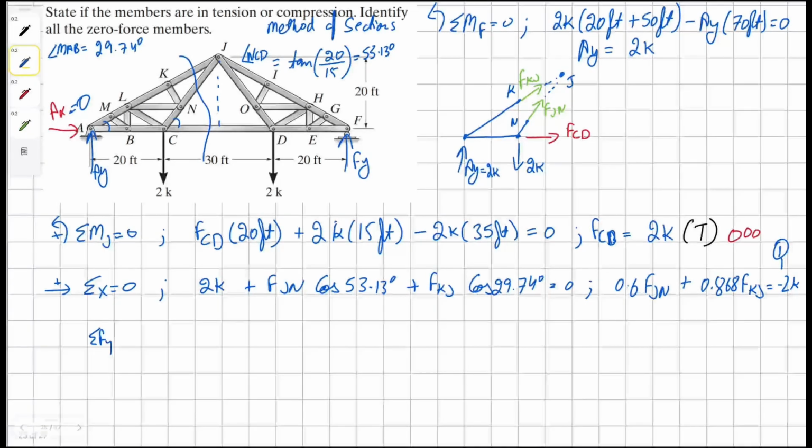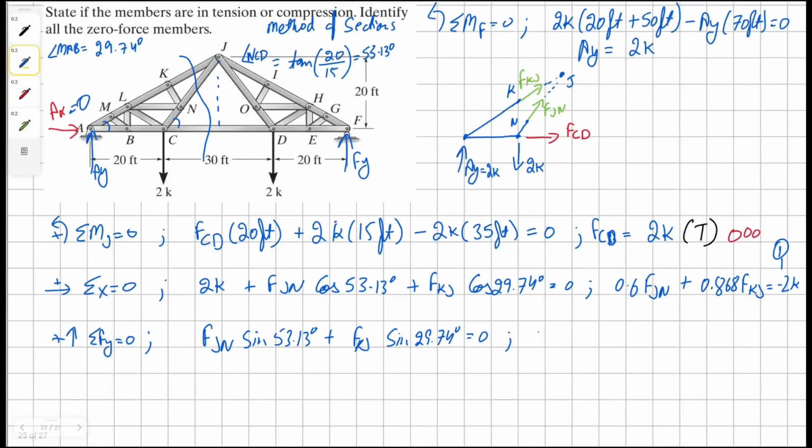Now let's sum the forces in the Y direction, because we can't really solve this equation any further without the assistance of our vertical equilibrium equation. AY and the external reaction force cancel each other out, so we're not going to write them, and then we're going to have the vertical components of force KJ and JN all equals to 0. Let's solve for force JN. Solving for JN, we get our solution as 0.62 force KJ.